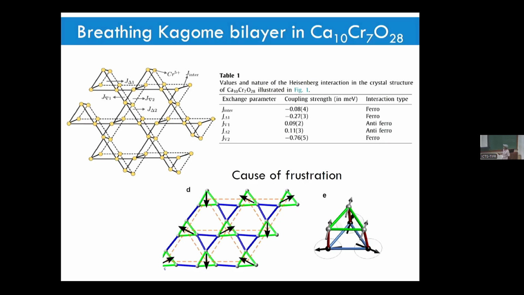But what happens is that the two Kagome layers are coupled by this J inter, which is ferro. So the frustration mechanism can be understood from just taking one triangle on top of the other. So the top triangle is ferromagnetic and wants to align the spins in the same direction, whereas the bottom triangle is antiferro and wants to have a 120-degree order. But the coupling between the top and the bottom triangle is ferromagnetic. So that is the mechanism of the frustration in this system.